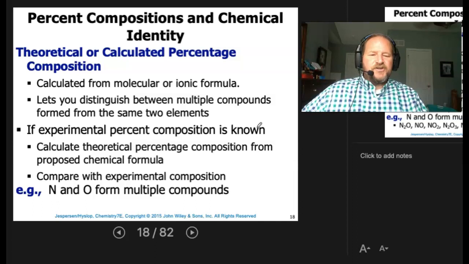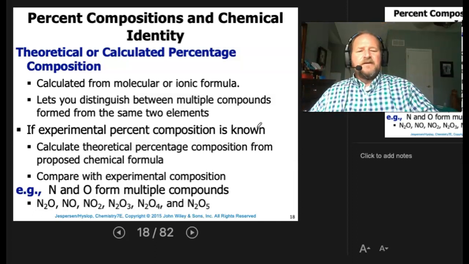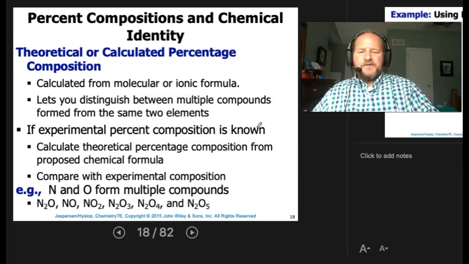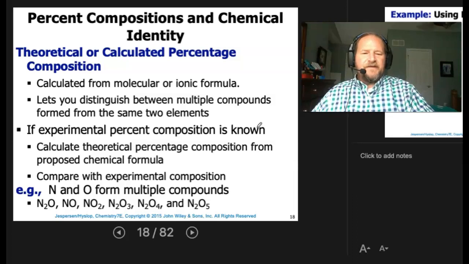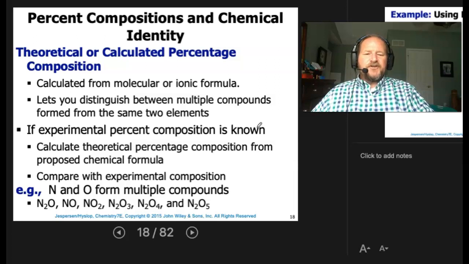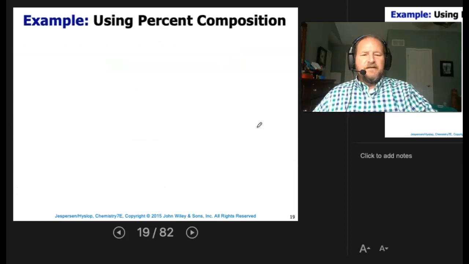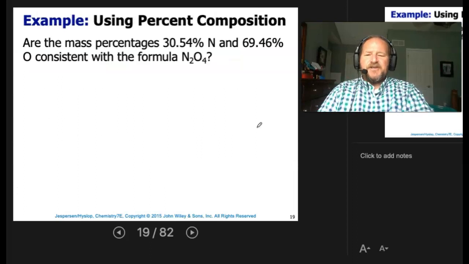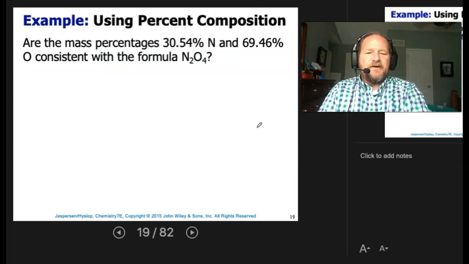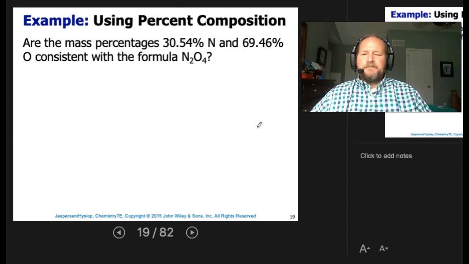So nitrogen and oxygen can form multiple compounds. So N2O, NO, NO2, N2O3, N2O4, and N2O5, these are all stable formulas. So if I'm trying to synthesize, let's say N2O5, I can calculate the percentage of what it should be, then send my sample out for analysis. They'll send back what the percentages are, and I can see if they match up. So we can use percent composition to give us an idea of whether or not we're on the right track with our synthesis.